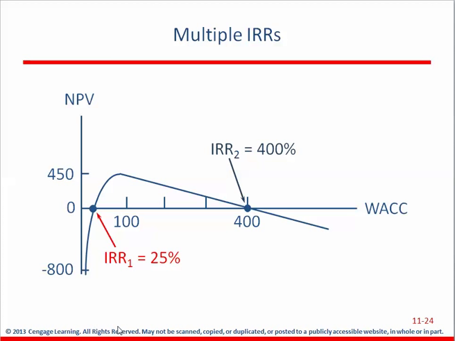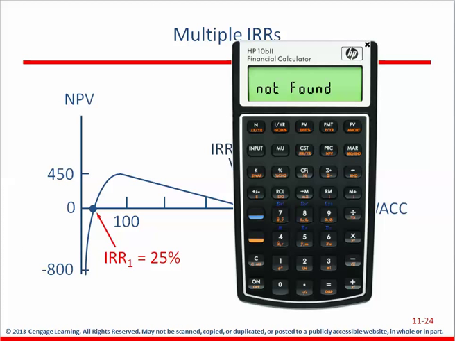So here's the NPV profile for this project. Now remember I said the IRR is the point at which the profile crosses the x-axis. And so what you have here is that this is crossing at 2 different points. So there's 2 IRRs. And so it's not that it was not found, it's that the calculator doesn't know what to do. So your calculator is saying not found.